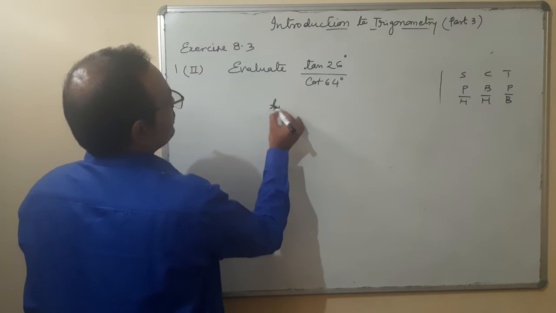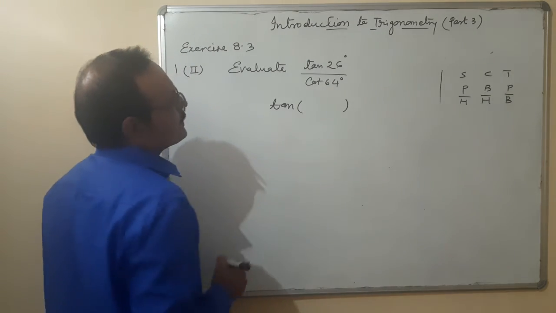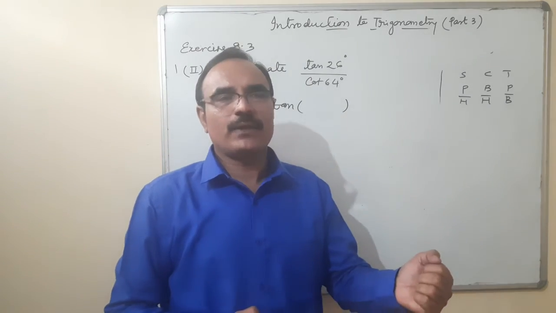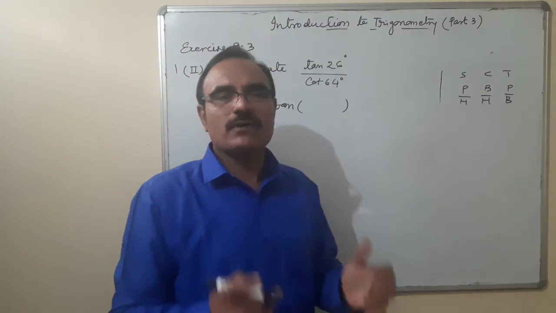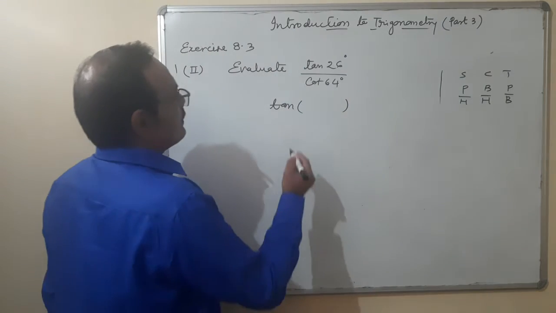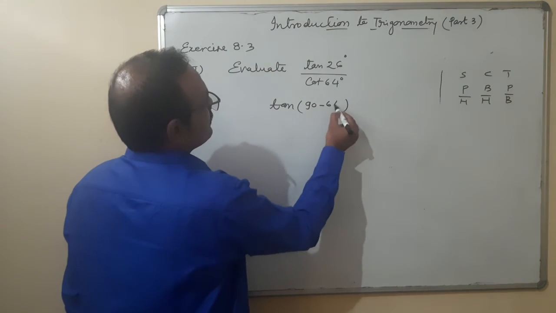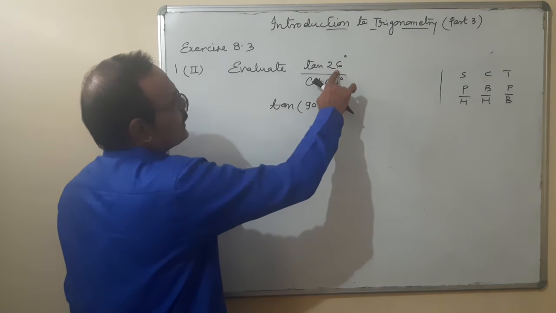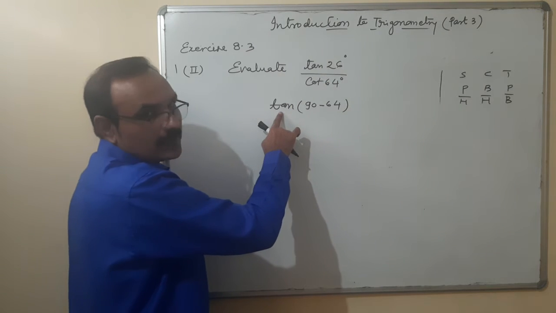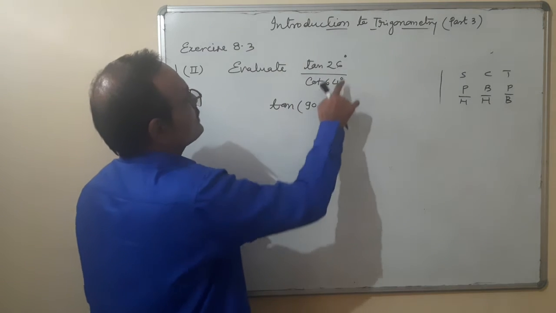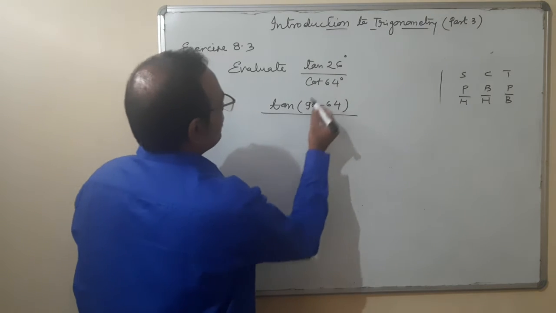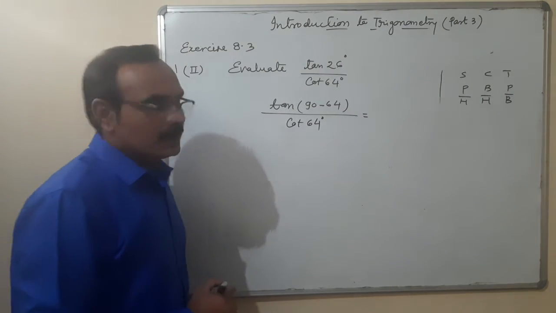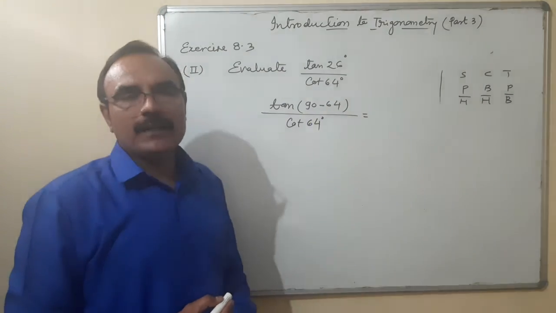So I am writing here tan in place of 26, because the basic point in the complementary angle is 90 minus something. So we have to convert this 26 into the form of 90 minus something. May I write 90 minus 64? That is 26. I have not changed the ratio, it remains tan. So tan 90 minus 64 in place of tan 26, upon cot 64. Okay. Got it? Now here we are using complementary angle.